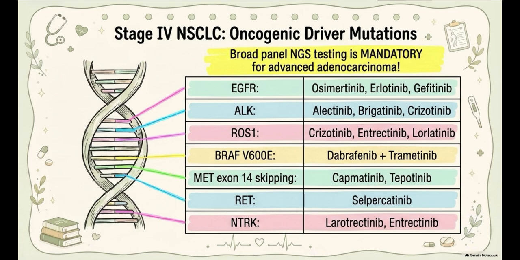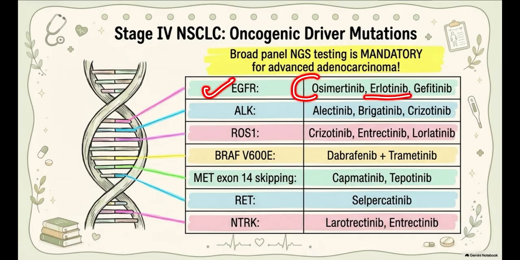For stage 4 non-small cell lung cancer, identifying the underlying biology is critical. Broad panel next-generation sequencing is absolutely mandatory for advanced adenocarcinoma. You are looking for specific oncogenic driver mutations hidden within the tumor's DNA. Specific driver mutations dictate exact targeted agents. It is a highly precise matching process.